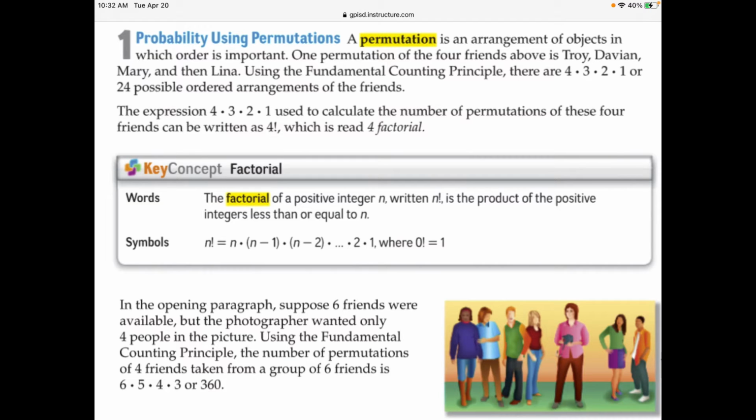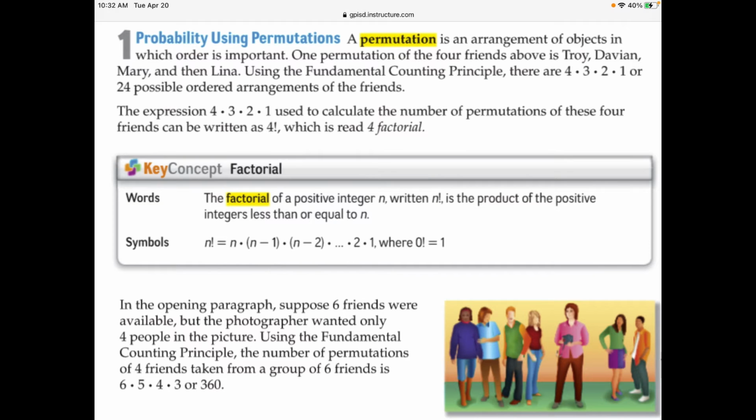So suppose that you have 6 friends, but for the photographer, you wanted only 4 people in the picture. There's 6 friends, but you only want 4 people in the picture. Using the fundamental counting principle that we learned from last class, the number of permutations of 4 friends taken from a group of 6 friends is 6, 5, 4, 3. So we start with 6, and we multiply it times 5 times 4 times 3, or 360. If you're still confused about what the fundamental counting principle is, you can watch a previous video.